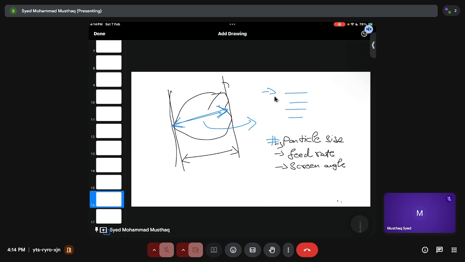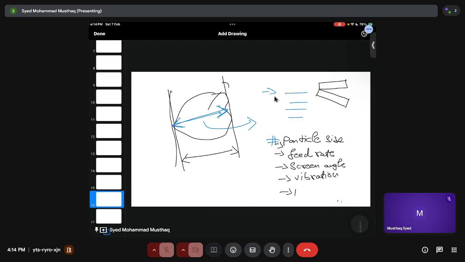See, the screen angle will also depend, right? Suppose you have a very flat screen angle, this is your screen angle. Now if you maintain it like this, it also defines your sorting, and also the amount of vibration.